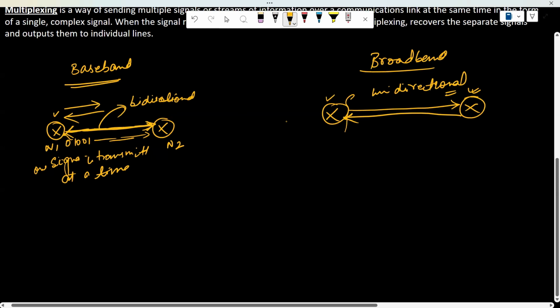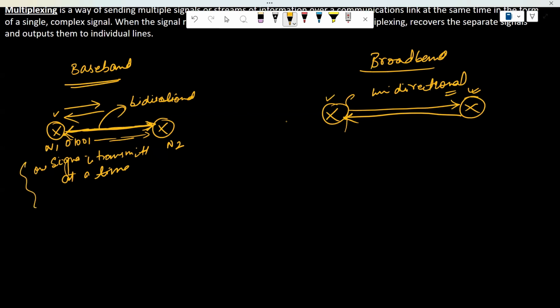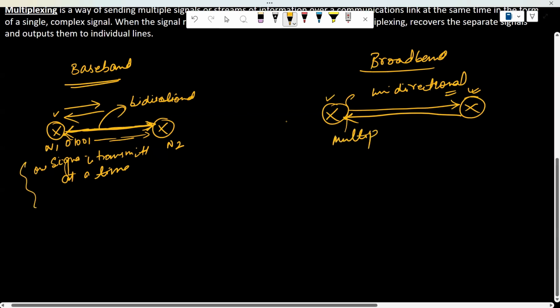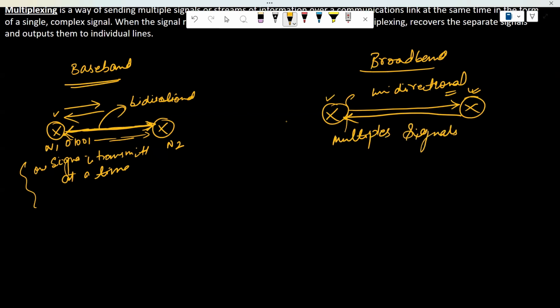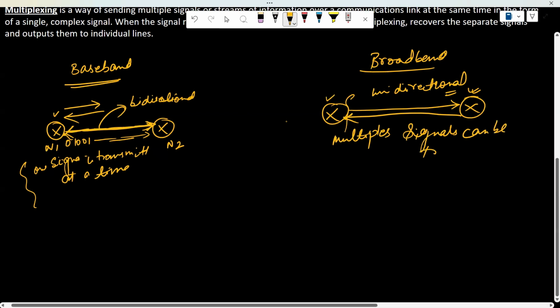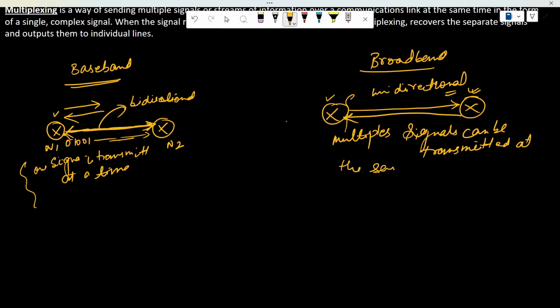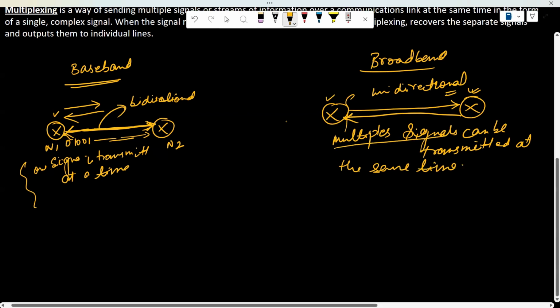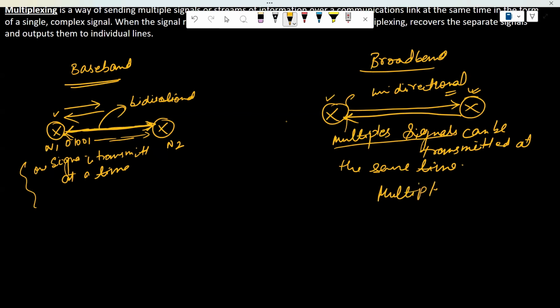And the most important difference is that in baseband, as we have seen, only one signal is transmitted at a time. In broadband, multiple signals can be transmitted at the same time. So since multiple signals are being transmitted at the same time, that means we are using a multiplexing technique here.